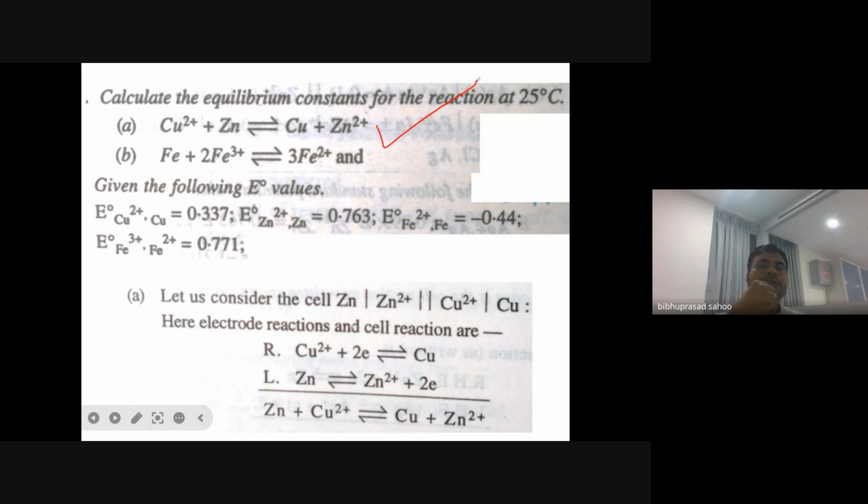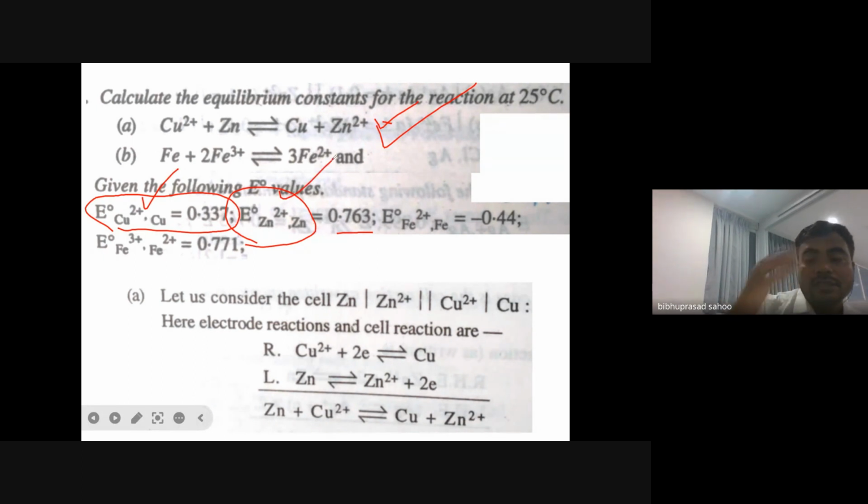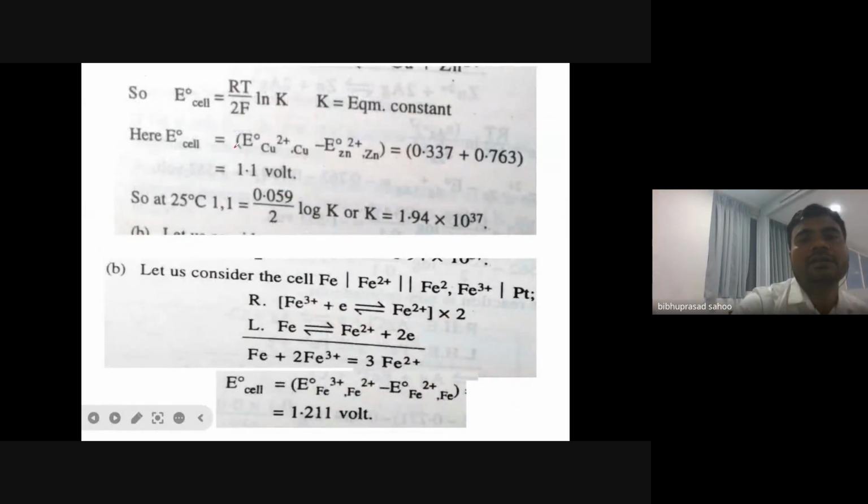Copper is cathode and zinc is anode. So the standard reduction potential of copper is given as 0.337 volt, and the standard reduction potential of zinc is given as 0.763 volt. So you can calculate E naught cell for this one: copper minus zinc. Here E naught cell is calculated by doing this minus this. You got this value.